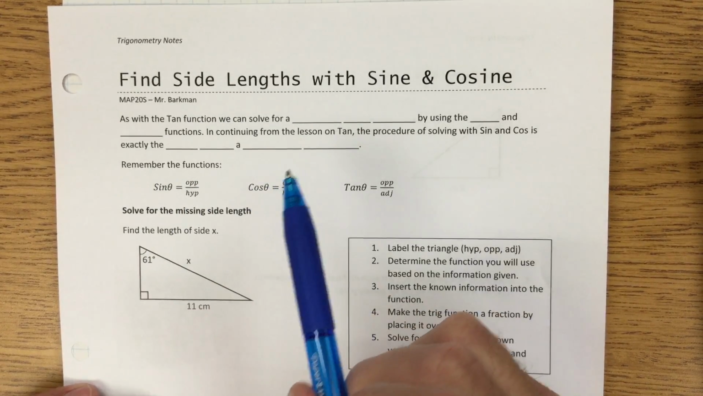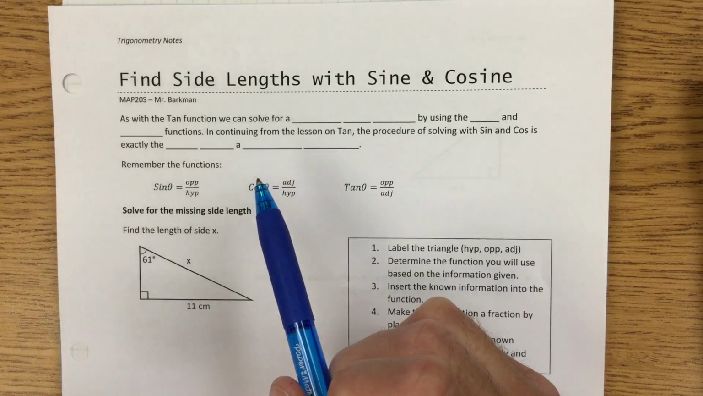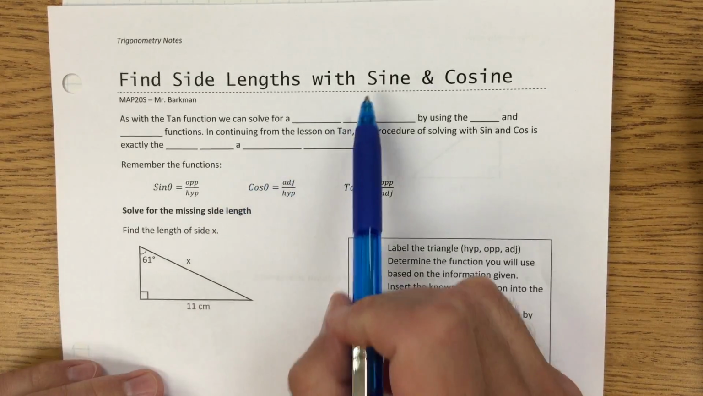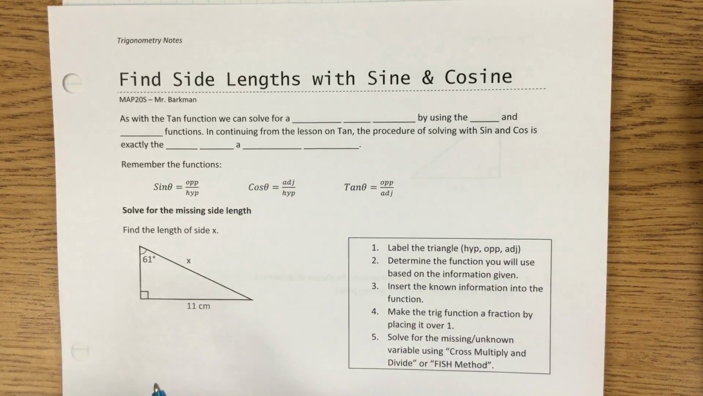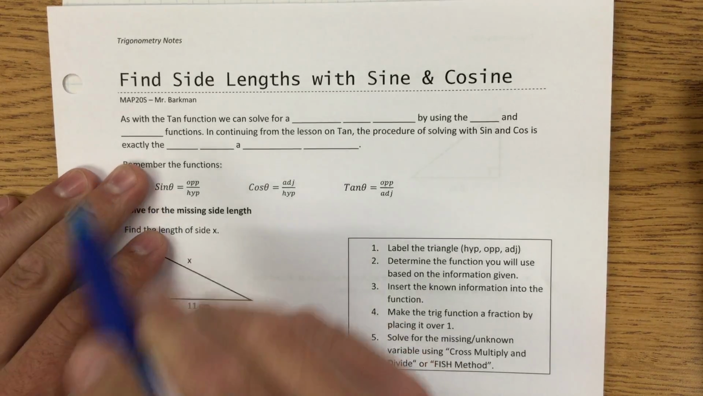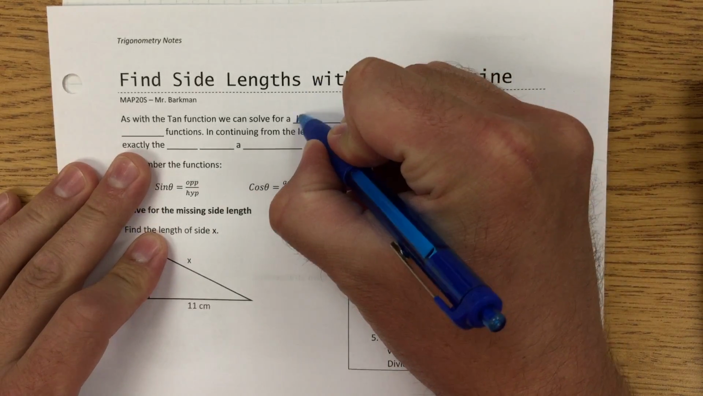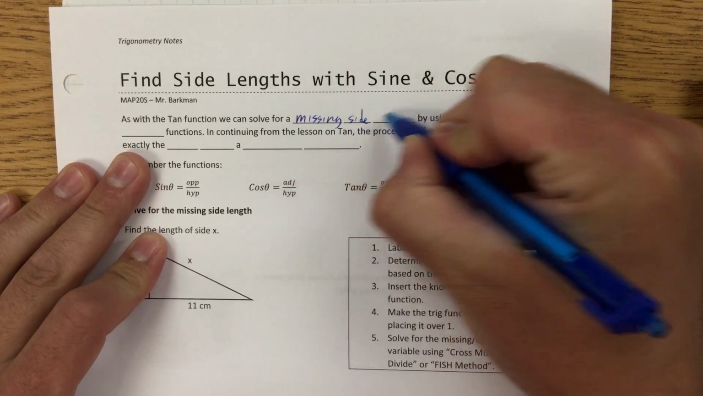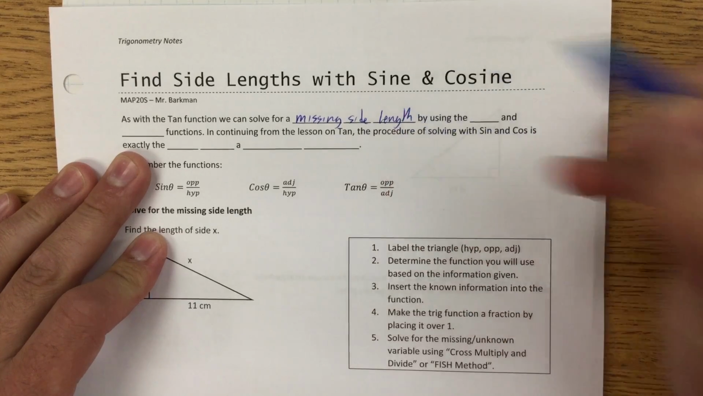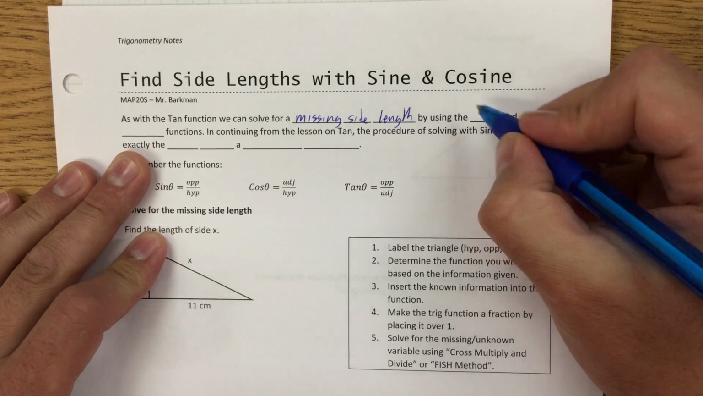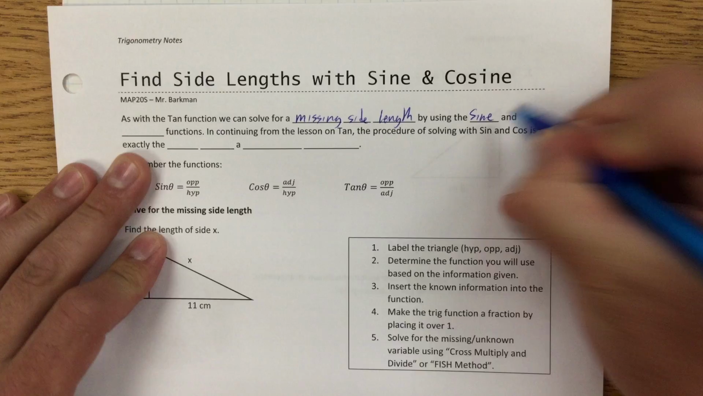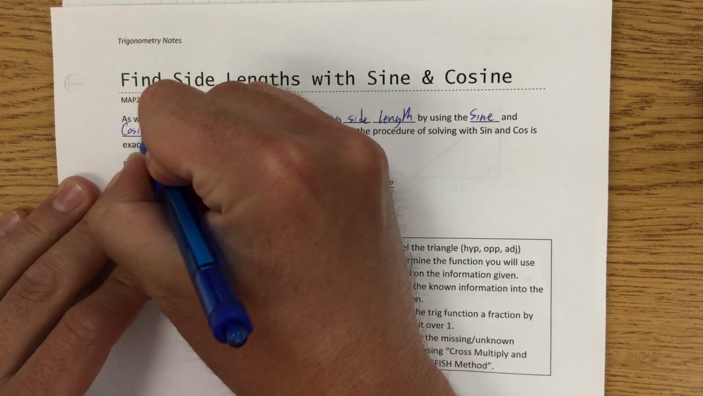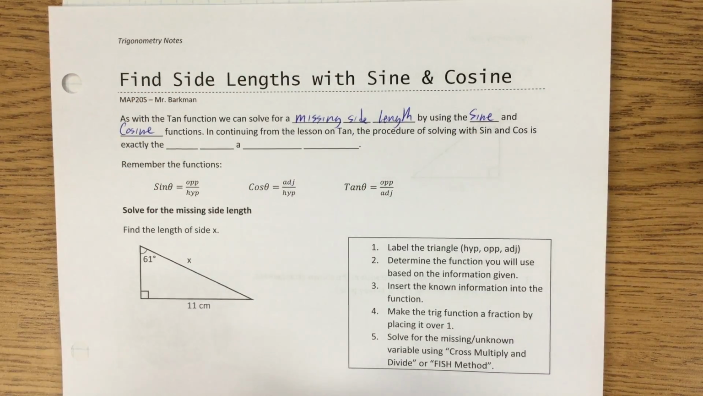So now we're going to take a look at what happens when we don't use tan, but we use the sine and cosine functions in solving for length. Now, as with the tan functions, we can solve for a missing side length by using the sine and cosine functions. Okay?